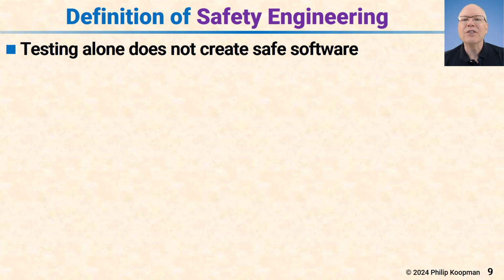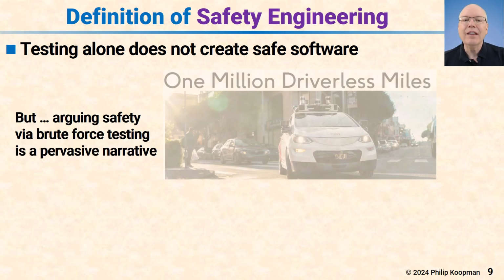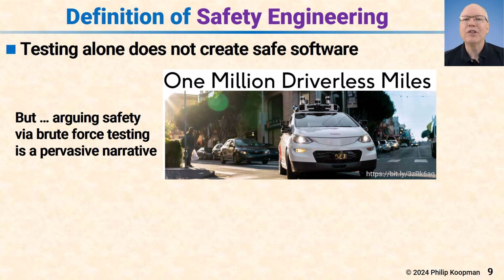The next definition is safety engineering. Testing alone does not create safe software. That's important enough, I'll say it a second time. Testing alone does not create safe software. We've known that for decades, and yet the industry keeps telling us that they have so many million miles of driving that proves they're safe. First of all, you need more like 1 billion miles to prove they're safe under some assumptions that probably are not true. But secondly, that doesn't actually make you safe. That's just a demonstration of lack of unsafety.